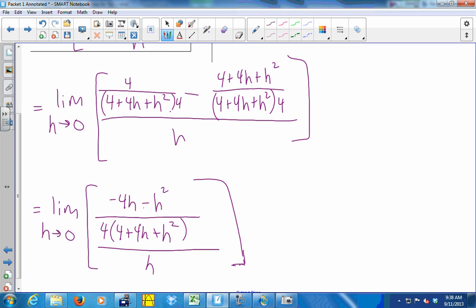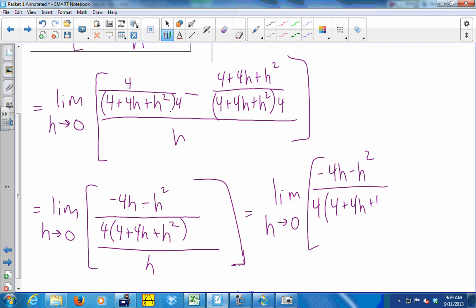Okay, so I still have a complex fraction. I have a fraction divided by h, right? Instead of dividing by h, how could I rewrite it as a multiplication? Flip it. So instead of dividing by h, I'm going to multiply by 1 over h. Just like dividing by 2 and multiplying by a half are the same thing. Right? So I'm going to rewrite this as the limit as h approaches 0 of negative 4h minus h squared over that common denominator, 4 times 4 plus 4h plus h squared, all times 1 over h.